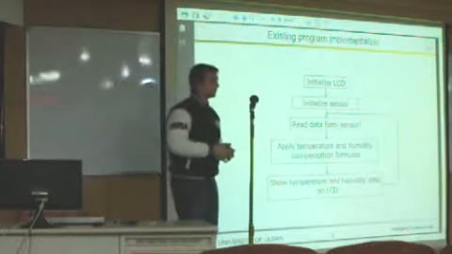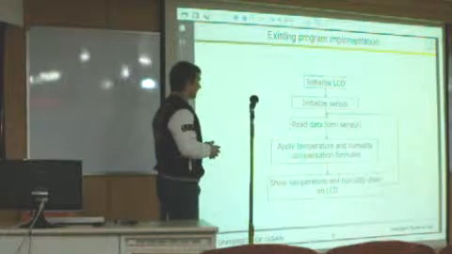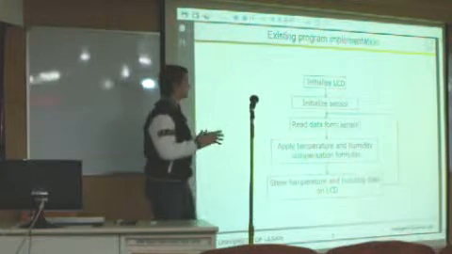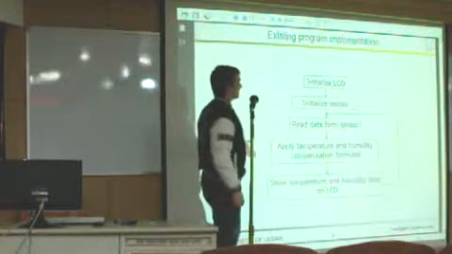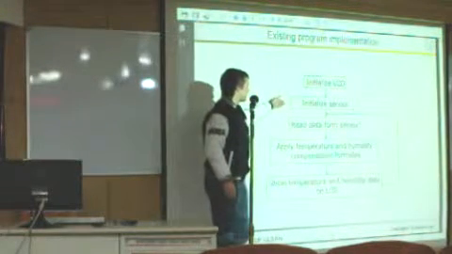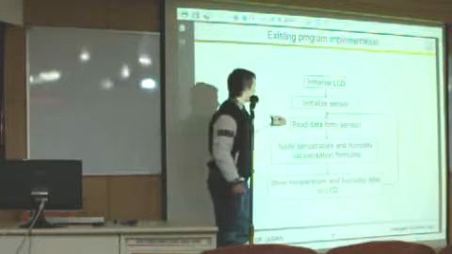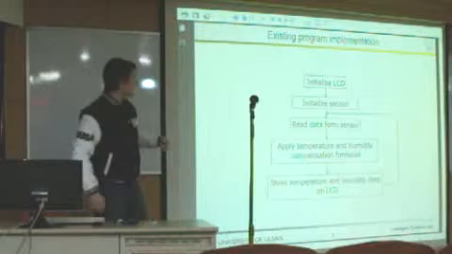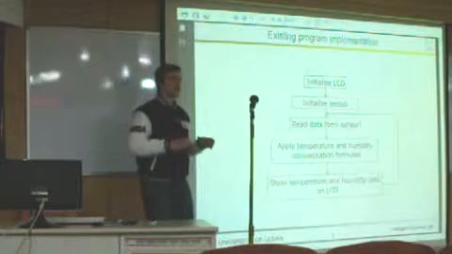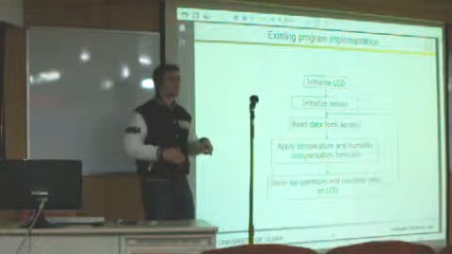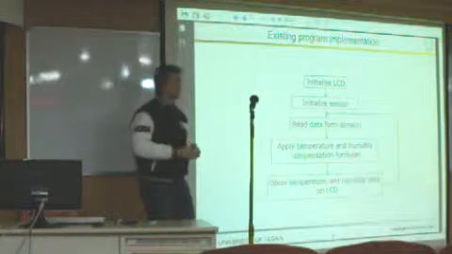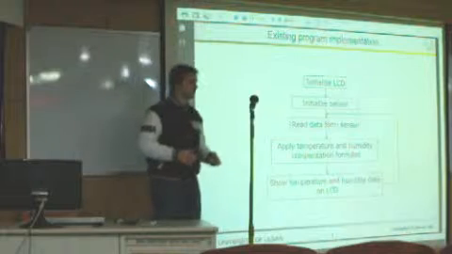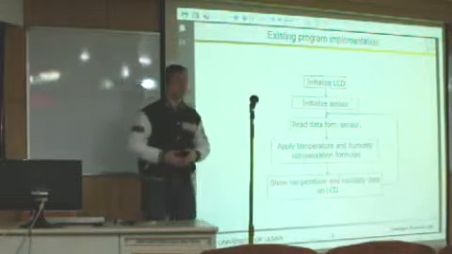I made the program using the C language and AVR Studio IDE. So it allowed me to make the program in a short time, and the program implementation consists of the next steps. I initialize the LCD first and initialize the sensor, and then I have a small delay, and then read data from the sensor and apply the temperature and humidity compensation formulas that I showed on the previous page, and show temperature and humidity data on the LCD. Then I have a delay of 500 milliseconds to prevent self-heating of the sensor. Because if I gather data more frequently, the sensor will show not the real temperature, but a temperature increased by self-heating of the sensor.